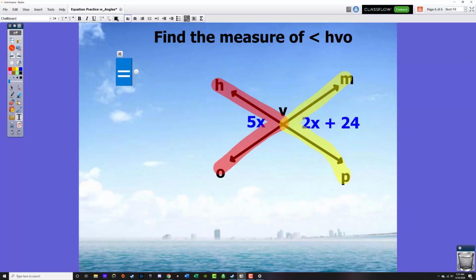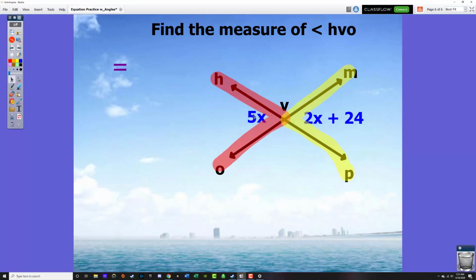Let me change the color of this to something a bit easier to see. There we go. So we know that this angle here, which is 5x, is going to be equal to this angle right here, which is 2x plus 24. Okay, so we've set them equal to each other. We check both sides to see if there are any like terms to combine. I don't see anything on the right, and there's definitely nothing here on the left.